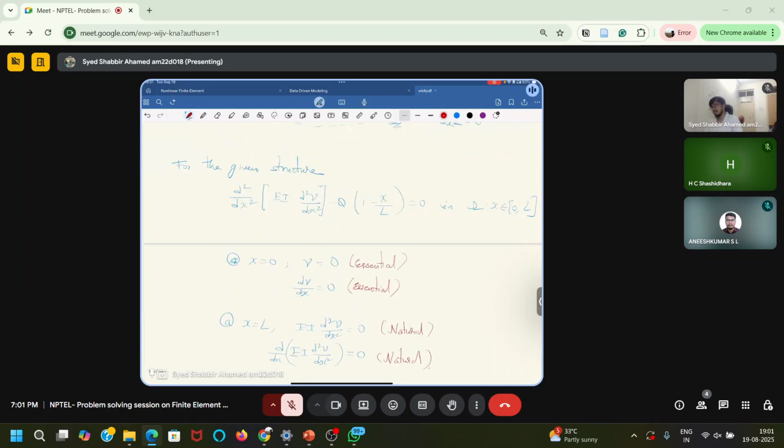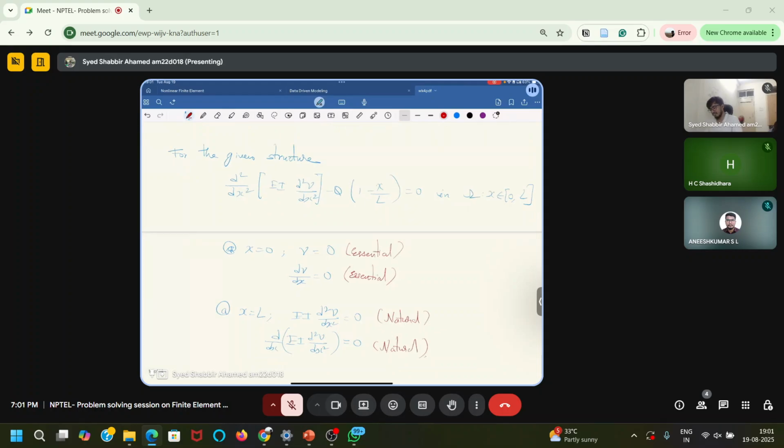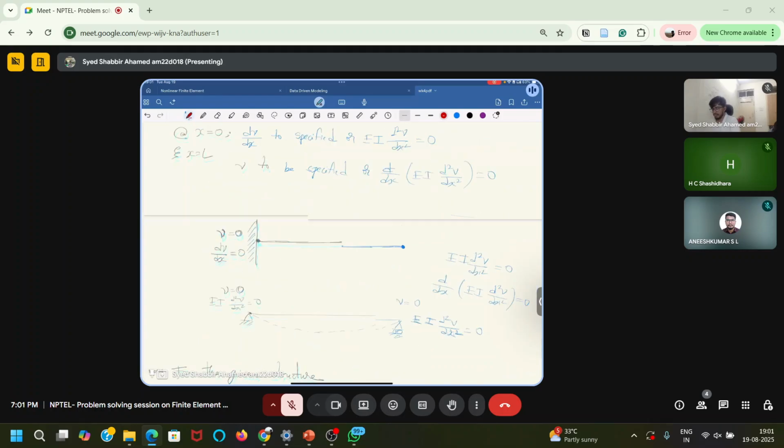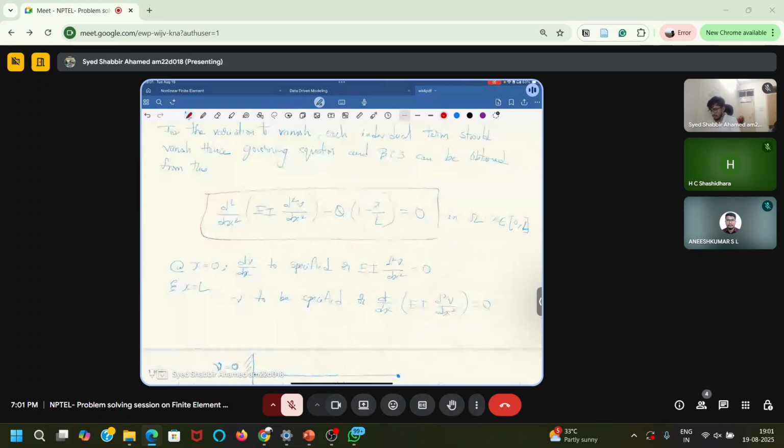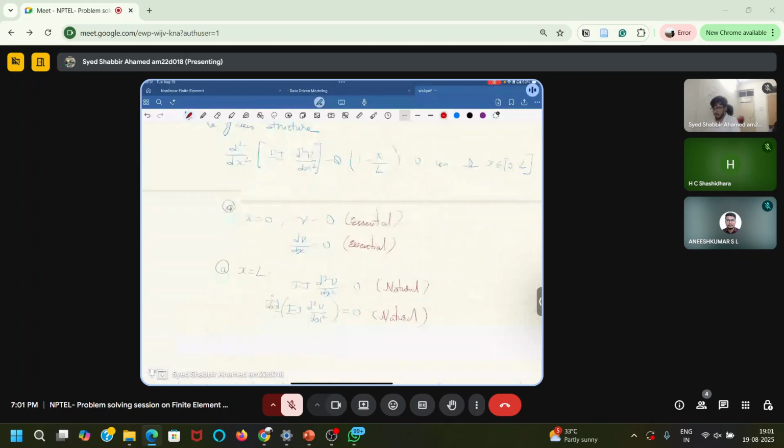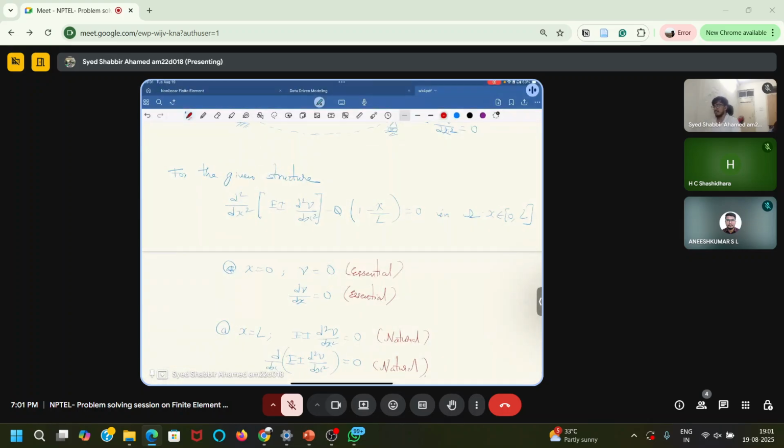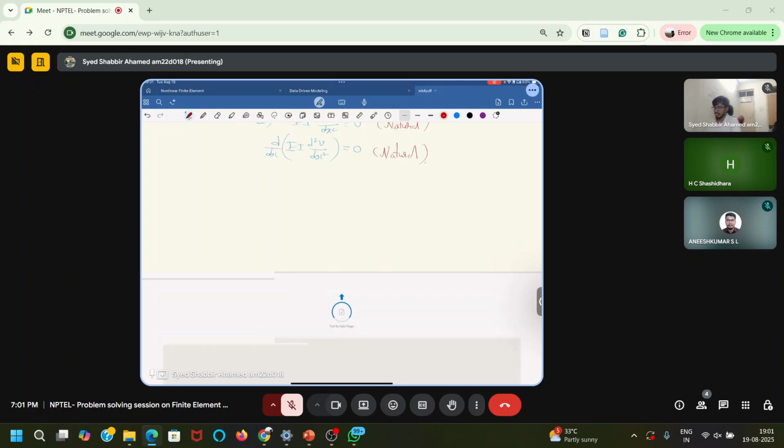So this is how we will get the governing equation of the structure, the governing equation of the beam, by using the variational principles or the energy principle. We have finally got the governing equation, and now we will get the weak form using our weighted residual approach, and we will do the finite element analysis.